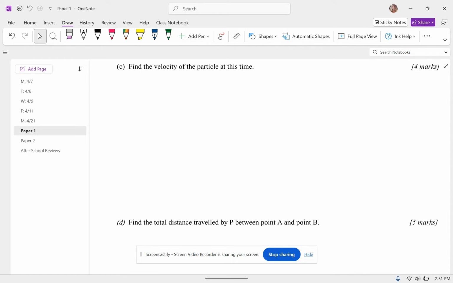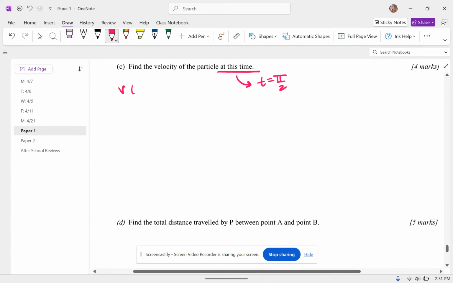Most of you guys were able to cook out that the velocity is the derivative of the position function, but then you forgot at this time. What do you think it's referring to when it says at this time? When t equals pi over 2. Okay, so that's the at this time part, okay? And the velocity is going to come from the derivative of the position function, okay?